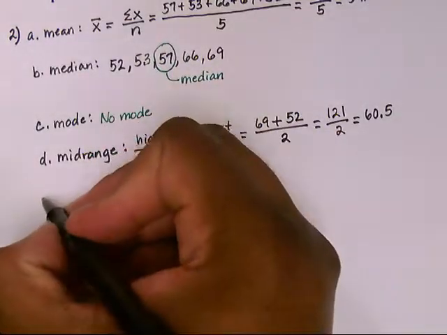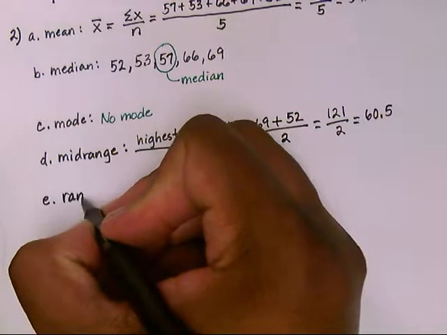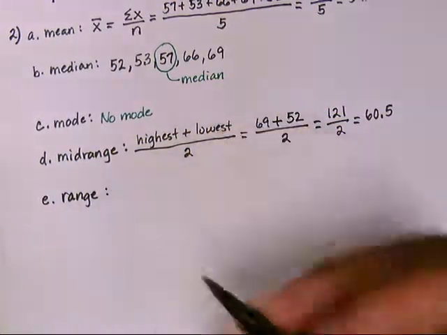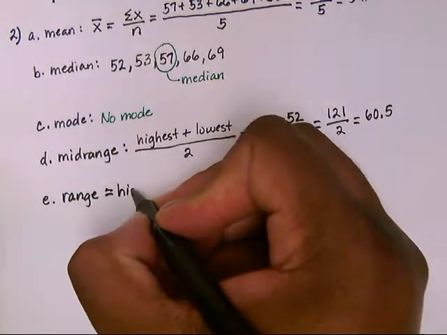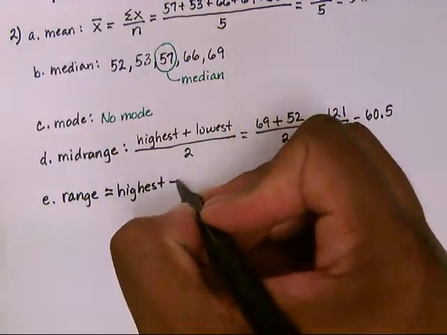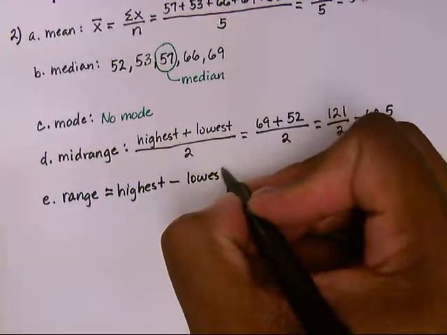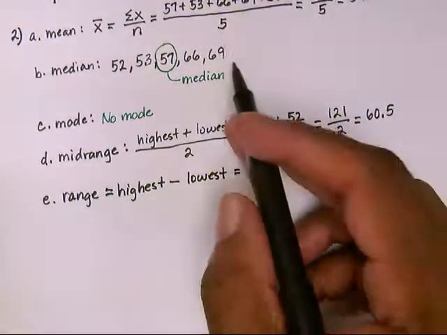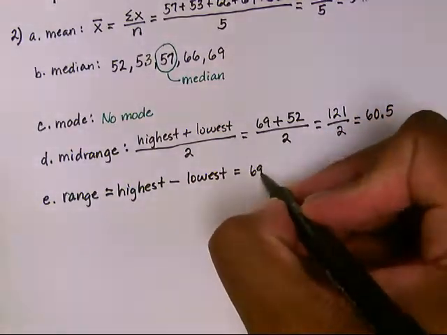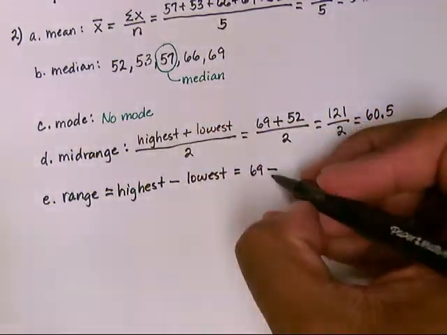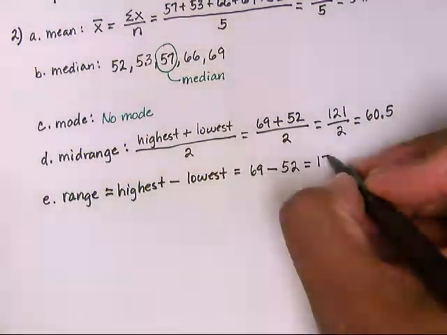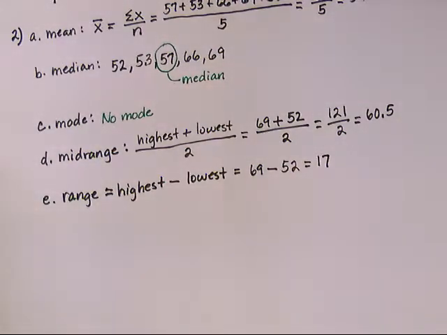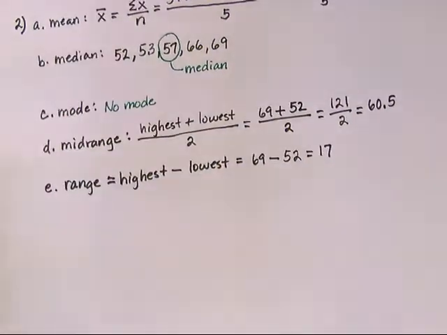Now part E is the range of this data set. In this case, the range is going to be the highest data value minus the lowest data value. The highest data value here is 69. I'm going to subtract from it the lowest data value, which is 52. So if I subtract 52 from 69, I will end up with 17. So the range of that data set would be 17.